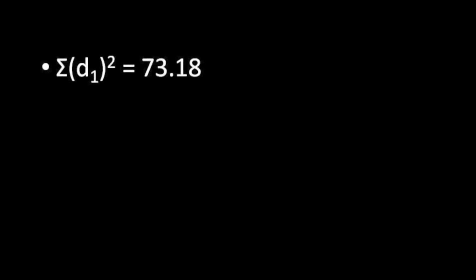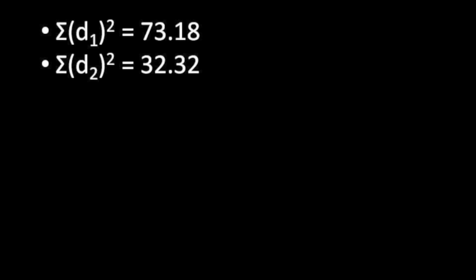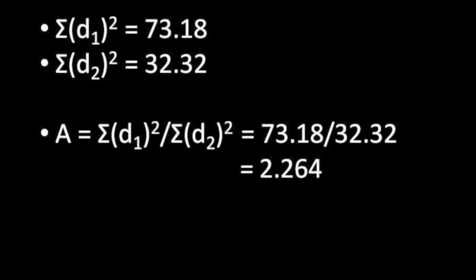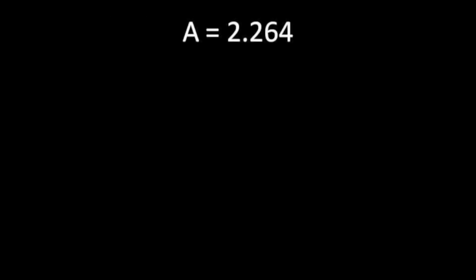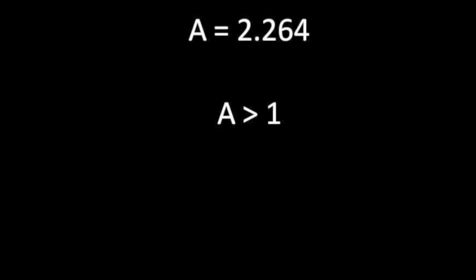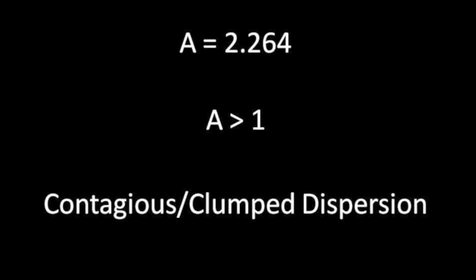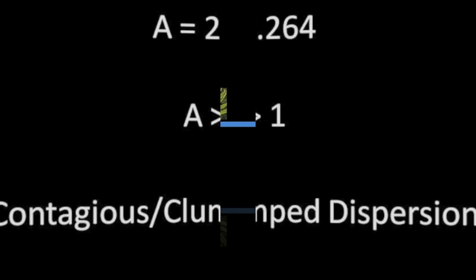From the Excel sheet, the sum of d1 squared is 73.18. The sum of d2 squared is 32.32. When I divided the sum of d1 squared by the sum of d2 squared, I got 2.264. Wow! My A number is 2.264. According to the protocol, my A is more than 1. So this suggests that Christmas ferns have a contagious or clumped dispersion pattern.